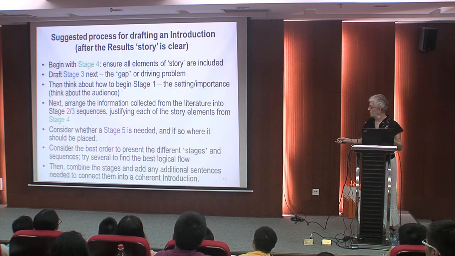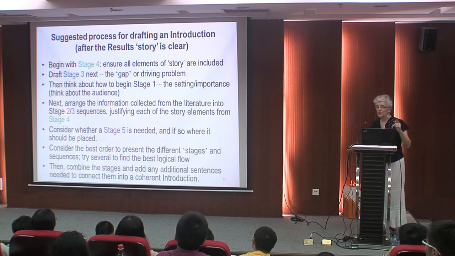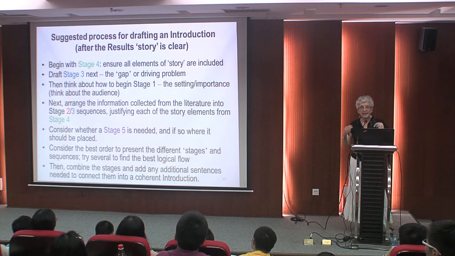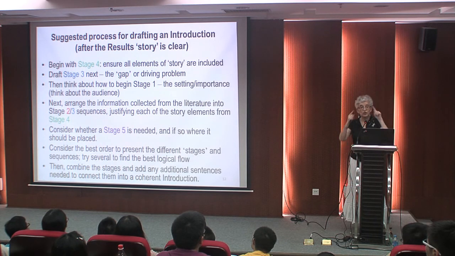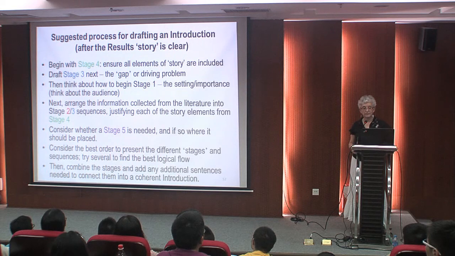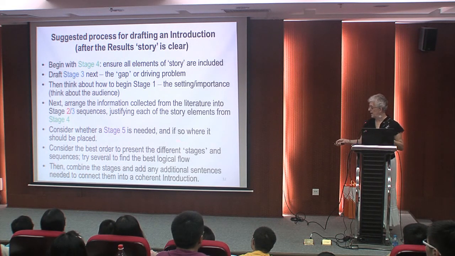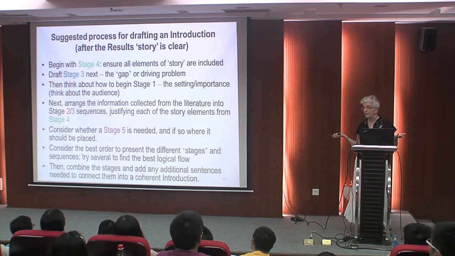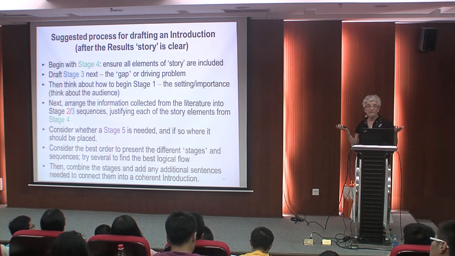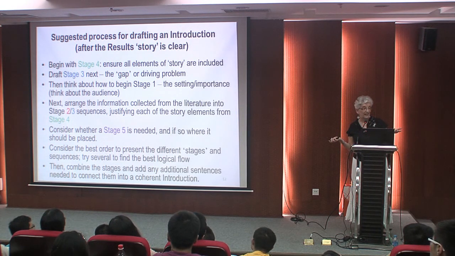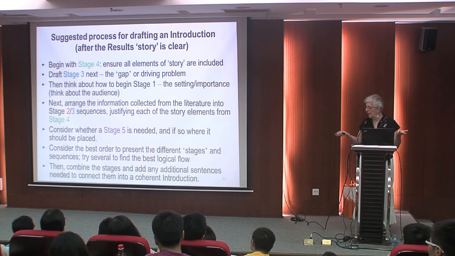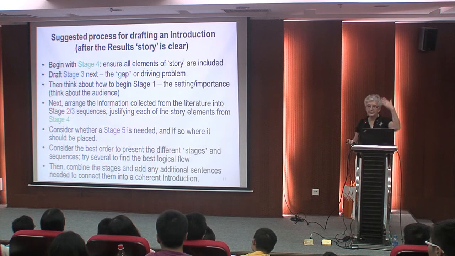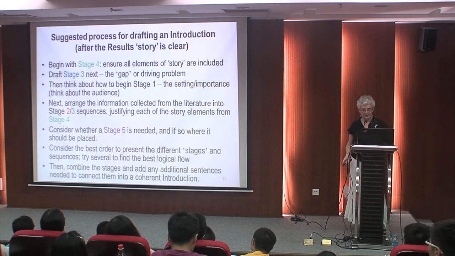Then you need to arrange the information you've collected from the literature into stage 1, 2, 3 chunks, which justify each element of your stage 4. Then you think about, do I need a stage 5 in my introduction? Do I need a value or benefit? If yes, where should I put it? And then we combine the pieces so that the introduction flows.